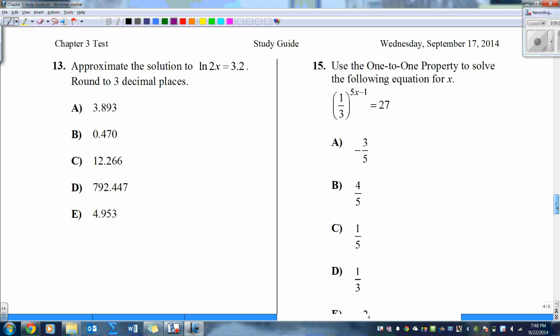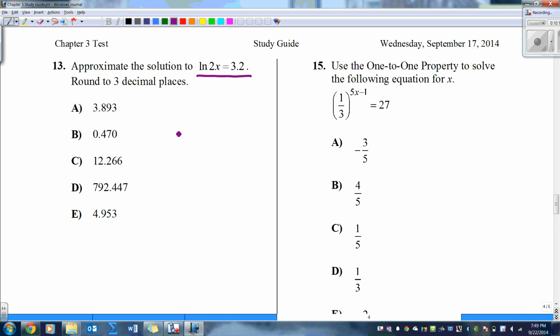All right, now I'm down to my last 4, the last 3 multiple choice, and our 1 free response. Free response actually is not very difficult. Approximate the solution. Natural log of 2x equals 3.2.